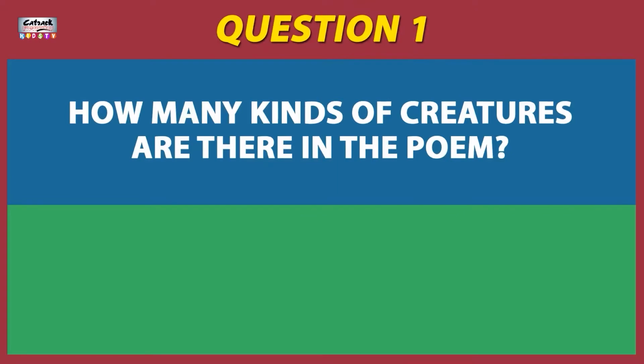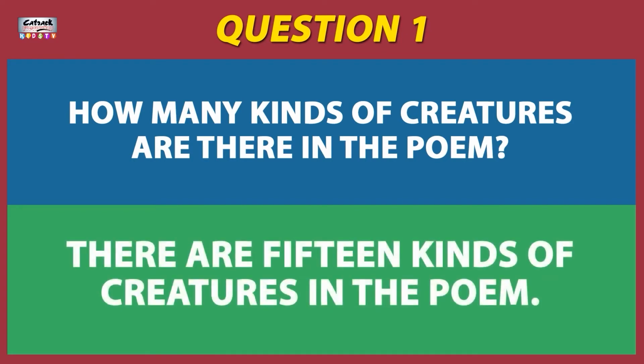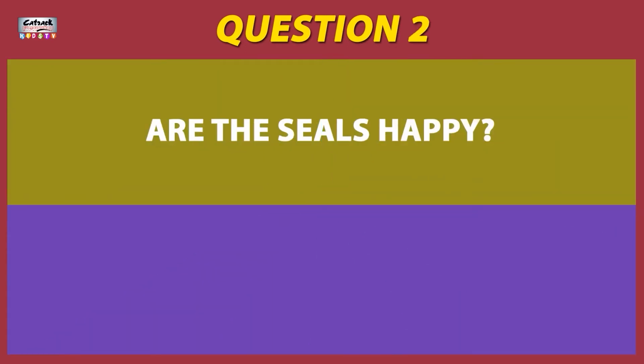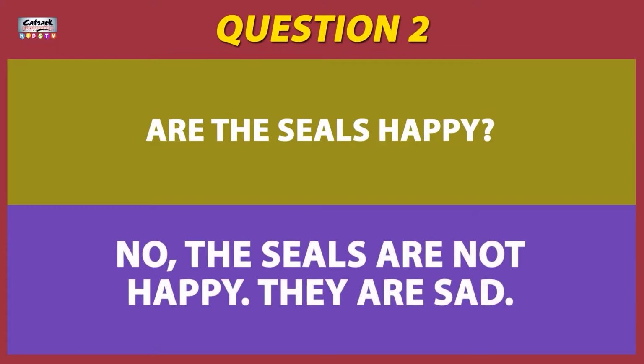Question 1. How many kinds of creatures are there in the poem? Answer. There are 15 kinds of creatures in the poem. Question 2. Are the seals happy? Answer. No, the seals are not happy. They are sad.